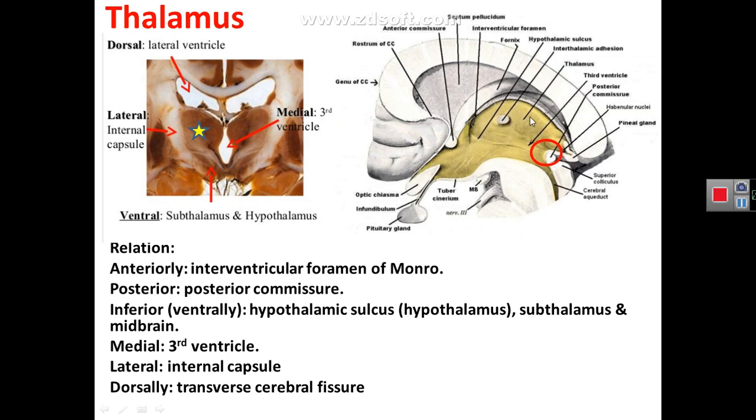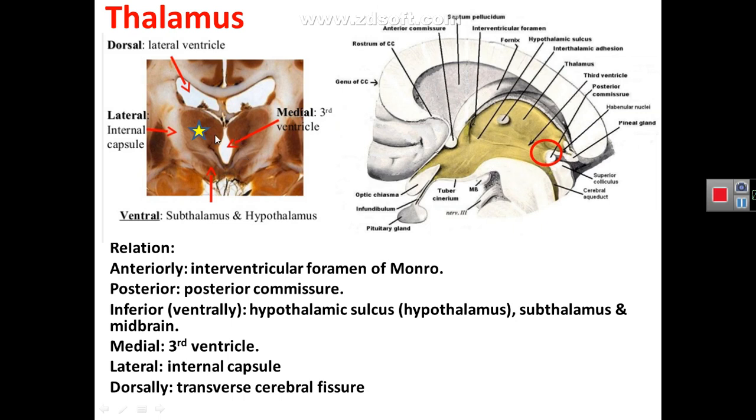So, starting with the thalamus, it is defined as egg-like gray matter in the center of the cerebral hemisphere. It is bounded anteriorly by the interventricular foramen of Monro, while it is limited posteriorly by the posterior commissure, which is the inferior lamina of the stalk of the pineal gland. Below the thalamus is the hypothalamus and subthalamus, and posteriorly below the thalamus is the midbrain.